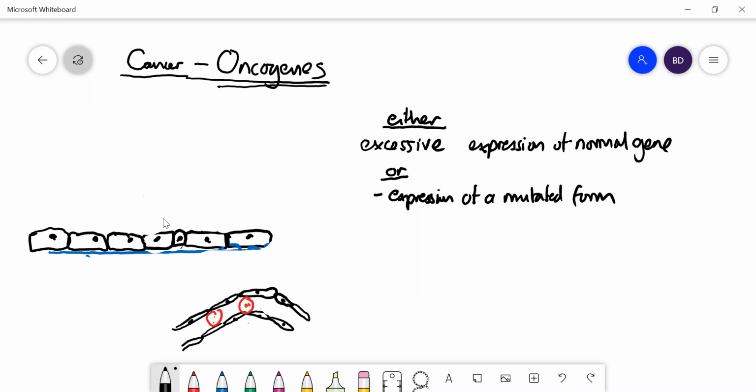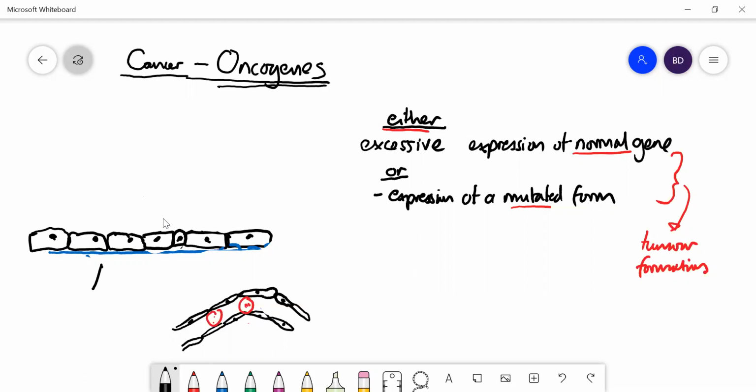Right. Now, with an oncogene, we can say there is either excessive expression of the normal gene or expression of a mutated form, which will lead to tumor formation. So it's when these genes are switched on that it tends to cause tumor formation. It can be a perfectly normal gene product, but there's just much too much of it, or it can be a slightly altered form of the gene product, which isn't quite doing the job it's supposed to be doing, as we'll see in a bit.